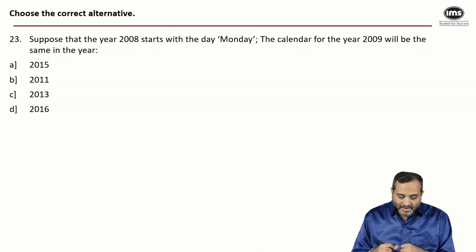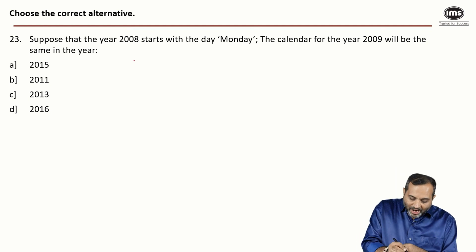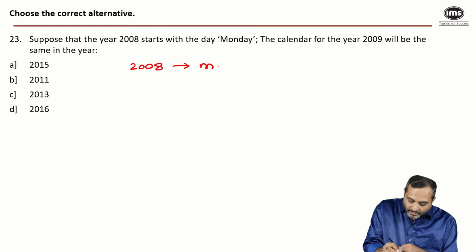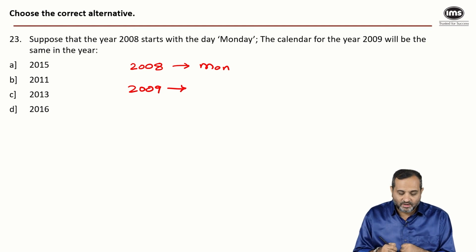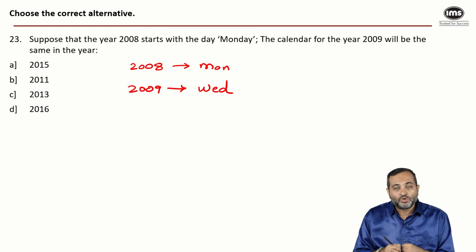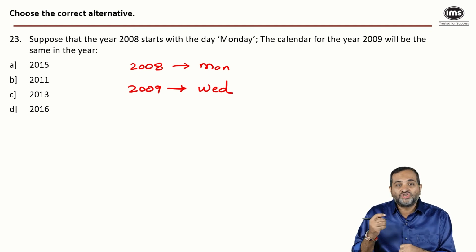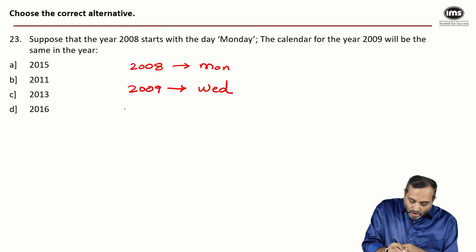Suppose the year 2008 starts with Monday. The calendar for the year 2009 will be same as in which year? So I know that if 2008 starts with a Monday, 2009 should start with which day? 2008 is a leap year. Hence, 2009 will start with Wednesday. So let us check which year starts now with a Wednesday and that will be the answer.